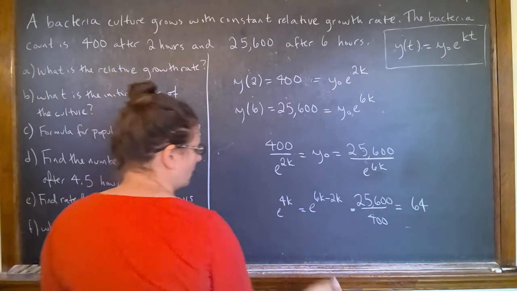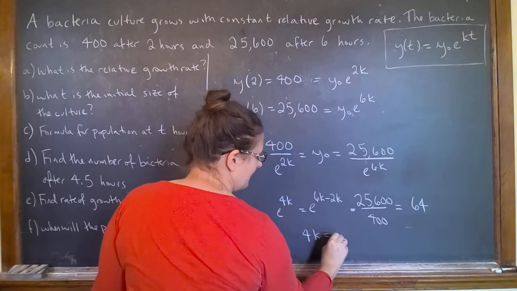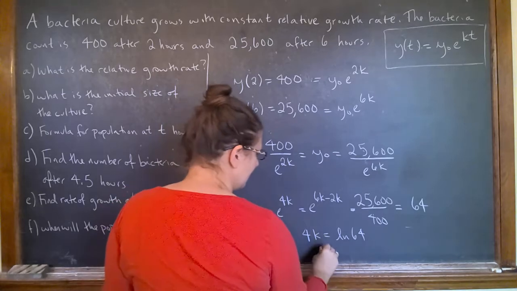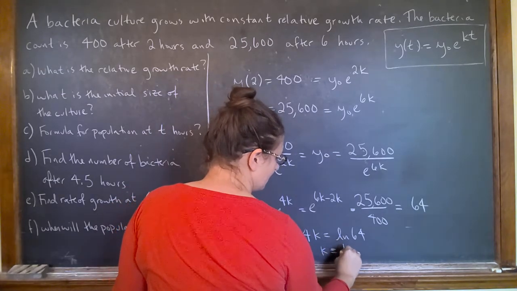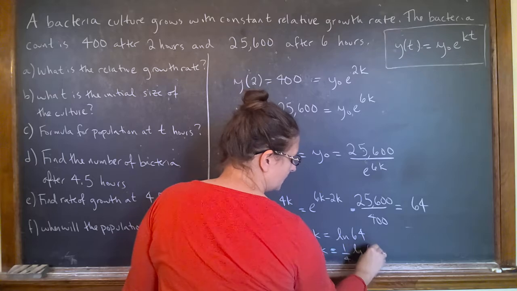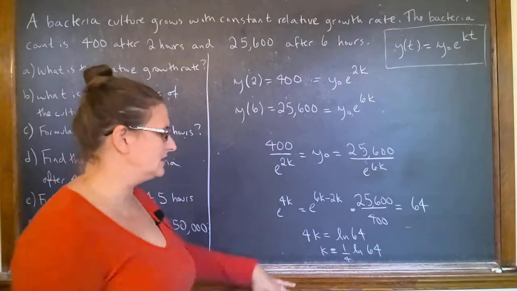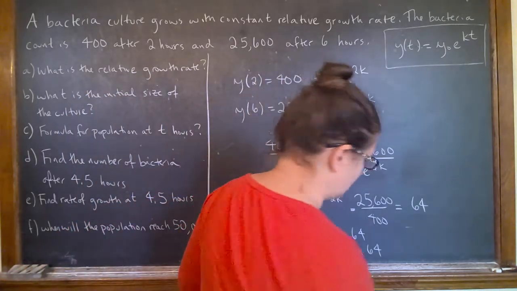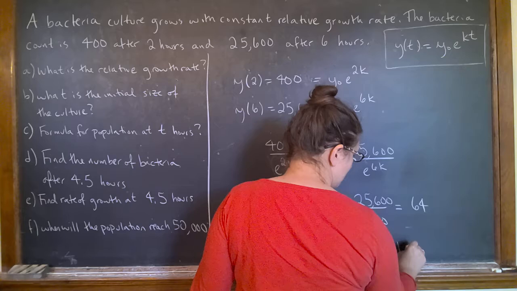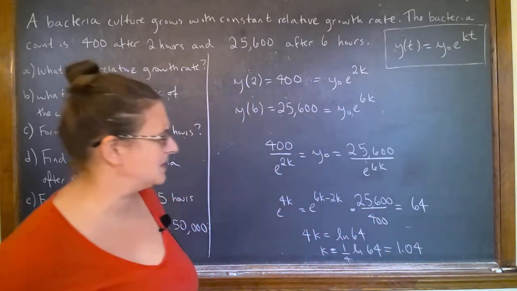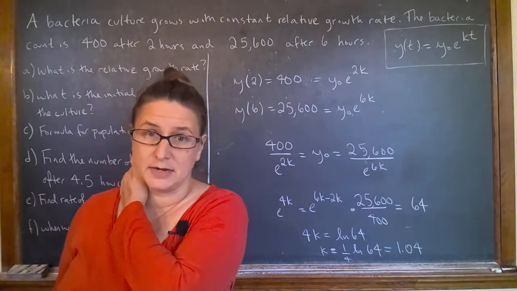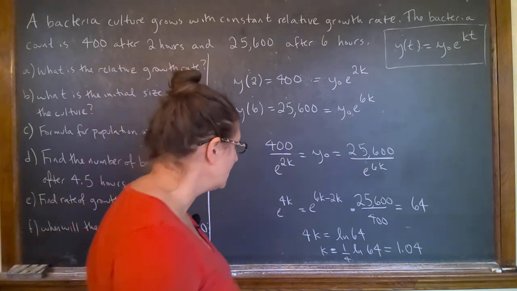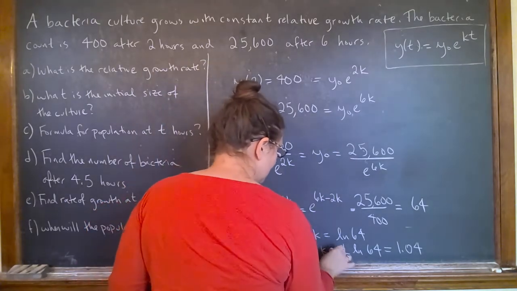I take the natural log of both sides. I get 4K equals ln of 64. And that gives me what K is. K is 1/4 natural log of 64. You can use it in that form, or you can use a decimal form. It works out to be 1.04. Sometimes they want that as a percentage, so then it'll be 104%. So obviously this thing is getting big fast. It is a bacteria culture, after all. That is what we'd expect.